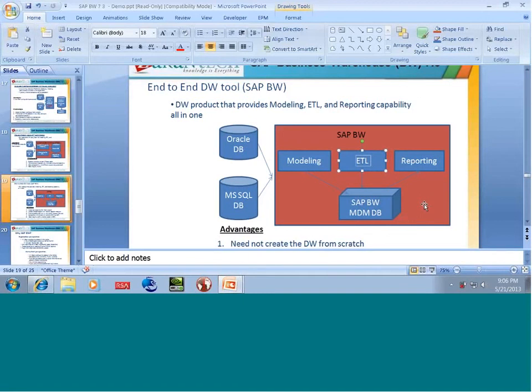Let's take away BODS for the time being. Even without BODS, the BW system has been in the market since 1998. It has been in the market for several years, and it has been a market leader in data warehousing. So it has all the capabilities of ETL processing. But in the later part of the 2000s, Business Objects also started focusing mainly on ETL capabilities.